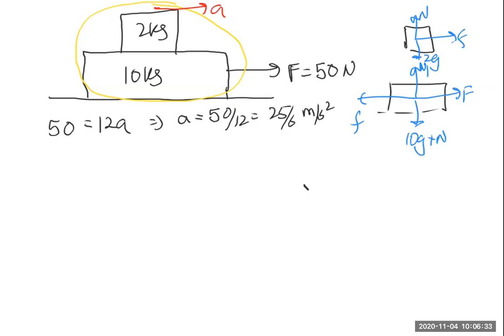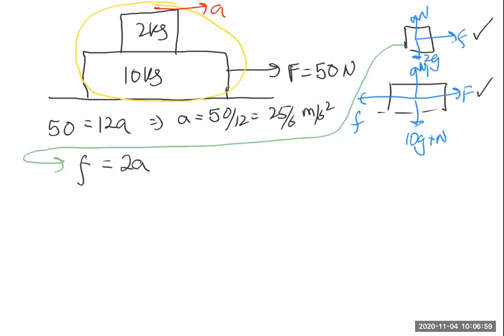Now you can consider either this FBD or this FBD, it does not really matter. Main upar wala FBD maan ke chal raha hu. तो ऊपर वाले एफबीडी के हिसाब से फॉर द अपर एफबीडी एफ इज इक्वल टू एम ए, राइट? जस्ट फॉर दिस गाय, एफ इज इक्वल टू 2a, दैट मींस एफ इज इक्वल टू 2 इनटू 25 बाय 6 इज इक्वल टू 50 बाय 6.